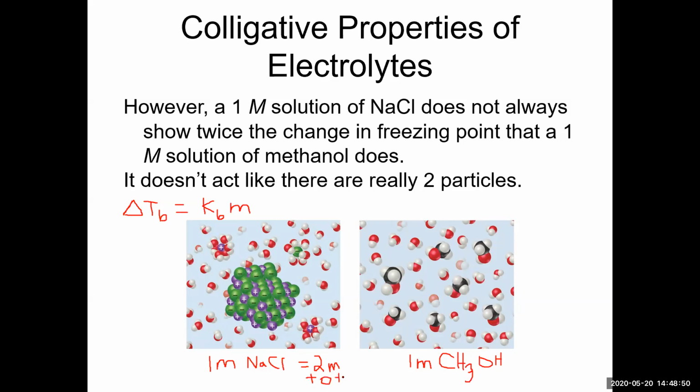The total amount of particles you have in there influences the change, because colligative properties are just about how many particles are there, how many interactions are happening, not what they are. In this one, the molality would just stay 1 because it's just 1 particle. So if we're doing this calculation for sodium chloride, even though it's 1 mole of sodium chloride per kilogram, we would put a 2 in here because each sodium chloride is 1 sodium and 1 chloride. And for methanol, since it doesn't break up, it would just be a 1.